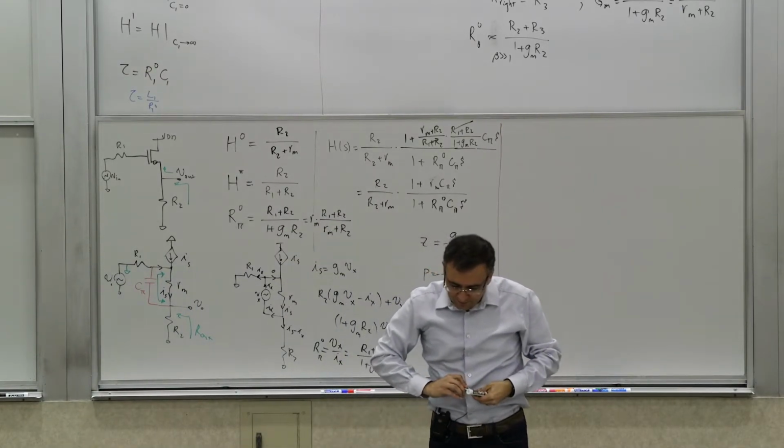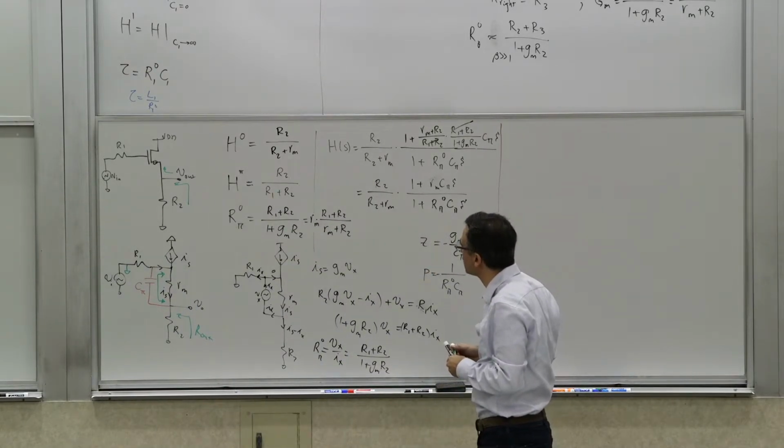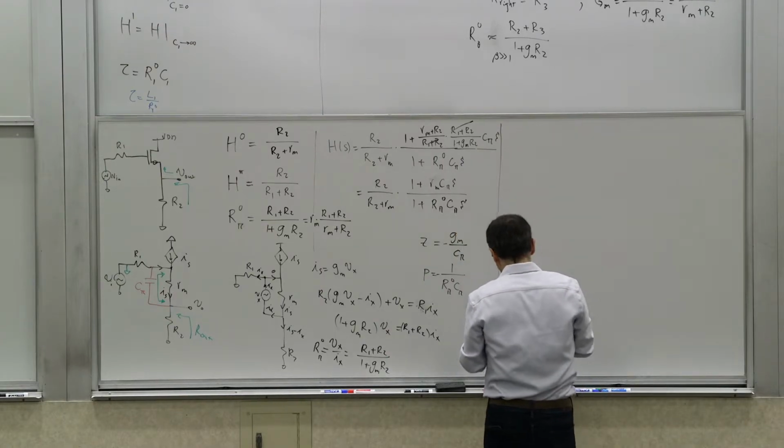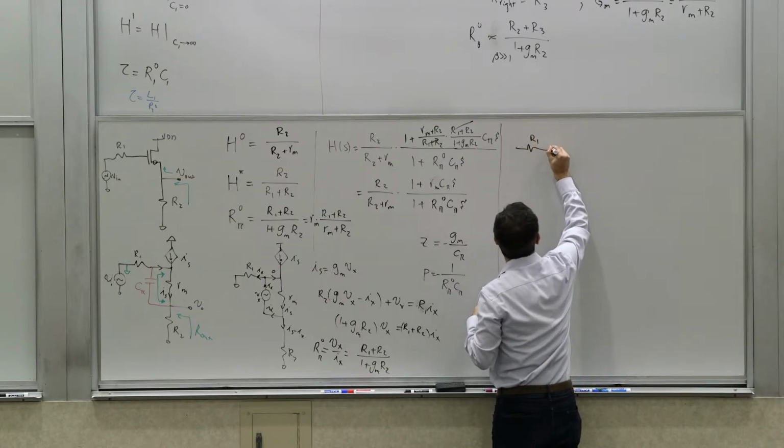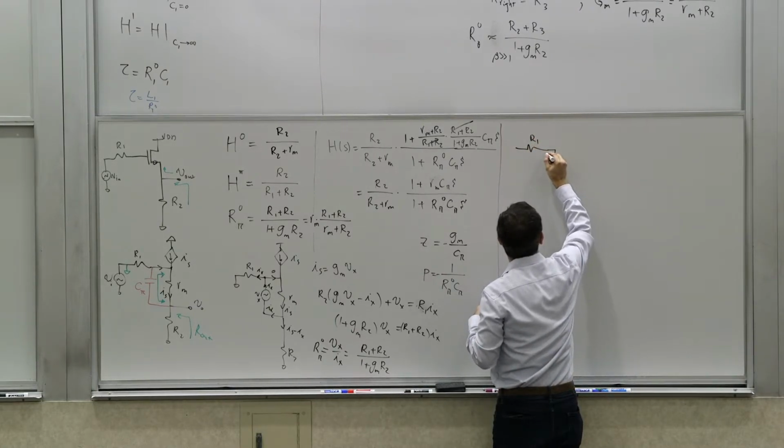So how do we do that? We need to find the output resistance of this thing. So let's draw this circuit. What we are trying to calculate is the output resistance of this circuit.